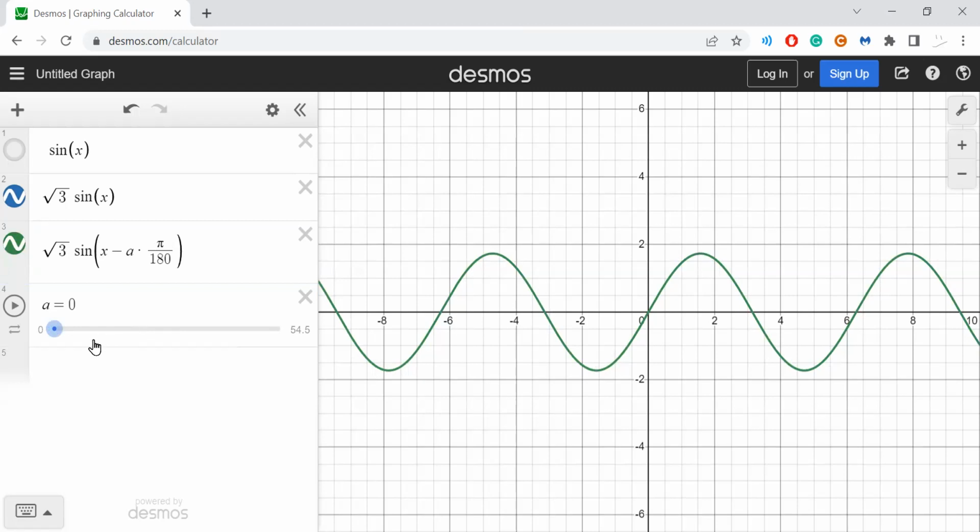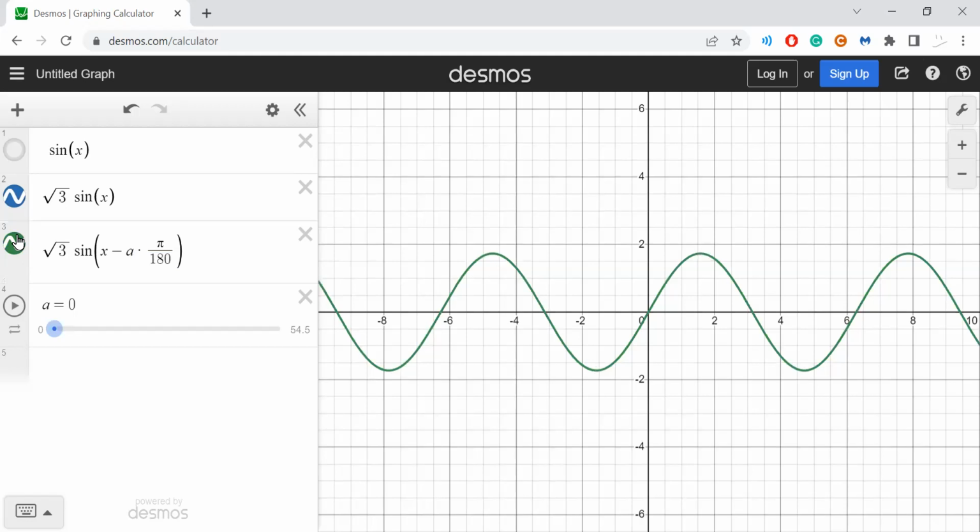You shouldn't move so fast. Yeah, I have to convert from A being what we want as 54 point whatever degrees. You have to convert it into radians, so times pi over 180 over here, right? Okay, then now I slowly move the cursor.